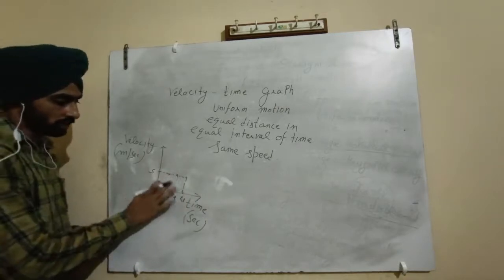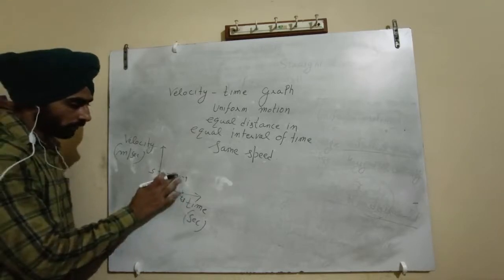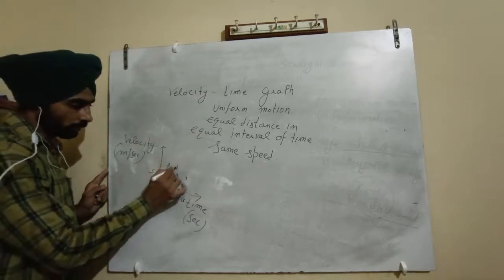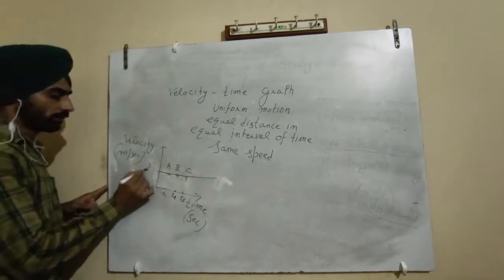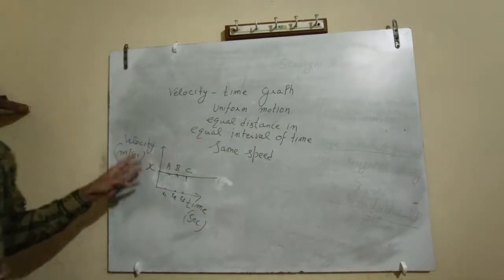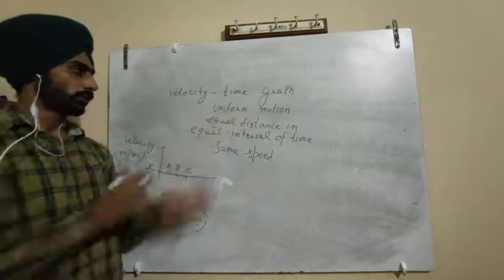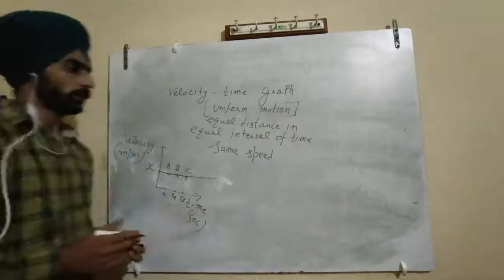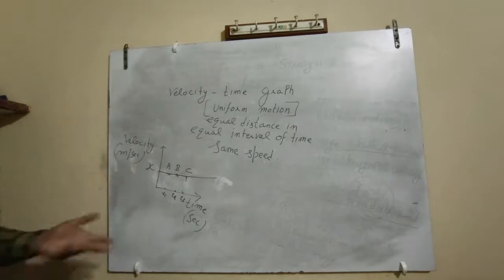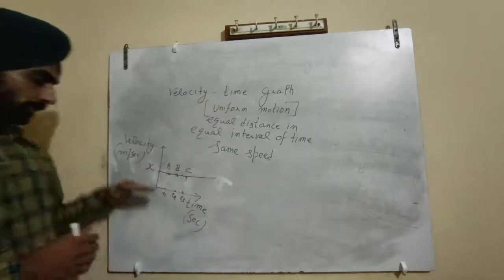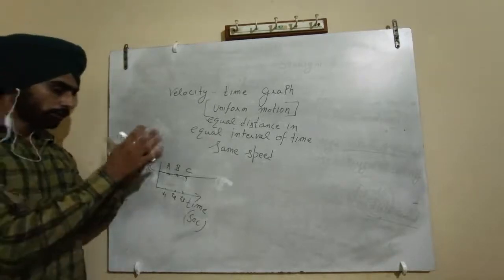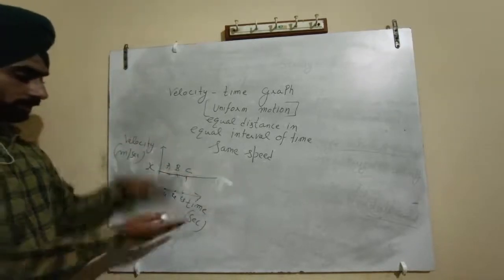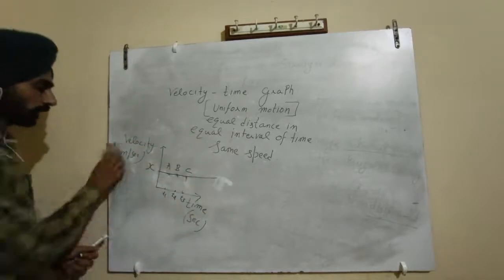So velocity is not changing. We are obtaining these points: this is point A, this is point B, this is point C. Join all these points. So this is the shape of the VT graph for uniform motion. This is very simple. So the VT graph for a uniform motion is a straight line parallel to the x-axis. You can write this: VT graph for uniform motion is a straight line parallel to the x-axis.